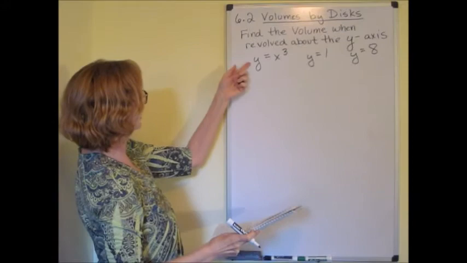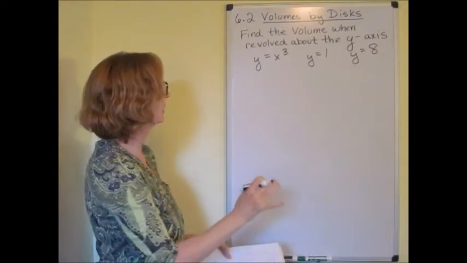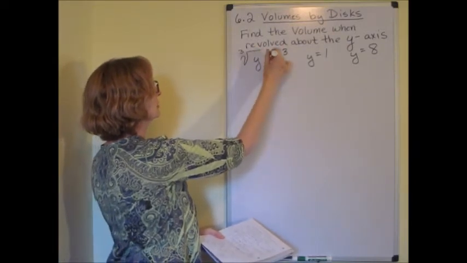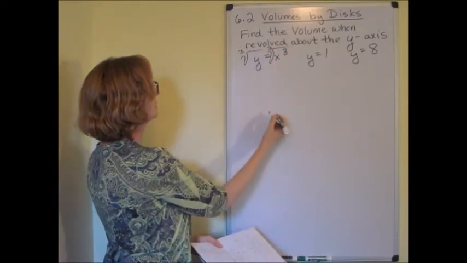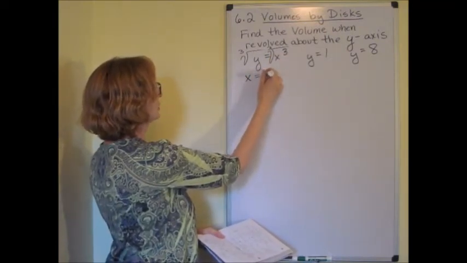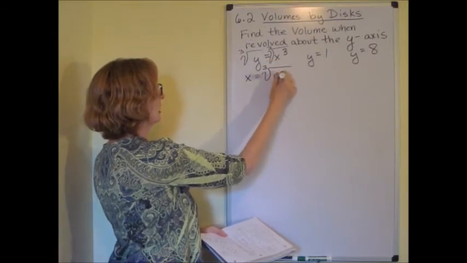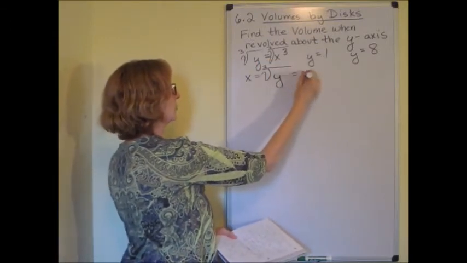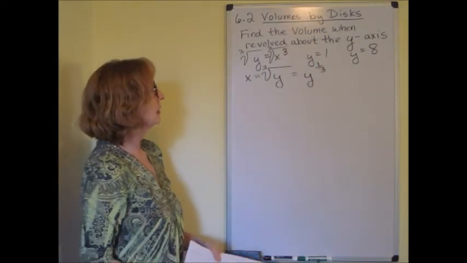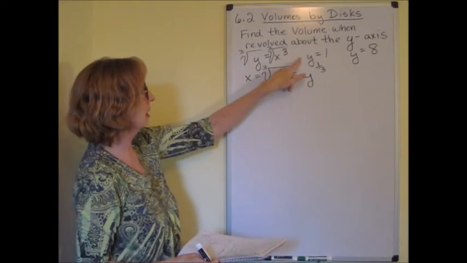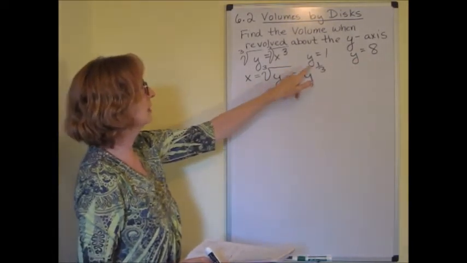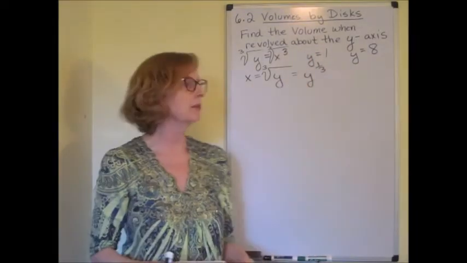So instead of having it solved for y like it is here, we've got to solve this one for x. I'm going to take the cube root of both sides so that that will give me x to the 1 power equals the cube root of y. Or if you'd rather write that as y to the 1/3 power, that's the way I'm going to write it in there. And now that we have everything in terms of y, our limits of integration are in y, this is in terms of y, and we're going around the y-axis. Now I can pop this in.